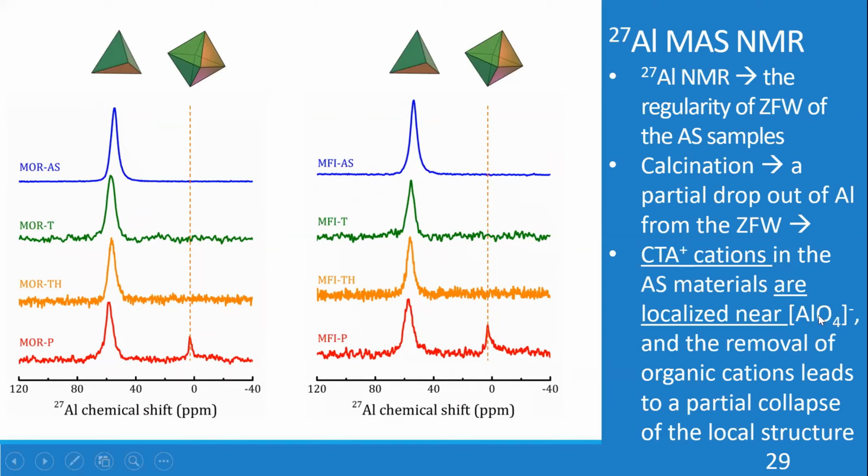Just because when aluminum substitutes silicon, it creates a negative charge in this place. So it's logical that this cation attaches close to this site. And of course, the removal of the organic cation.